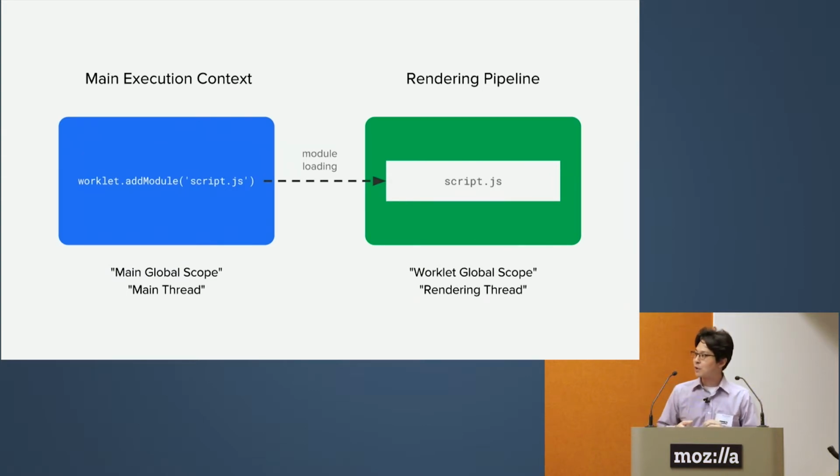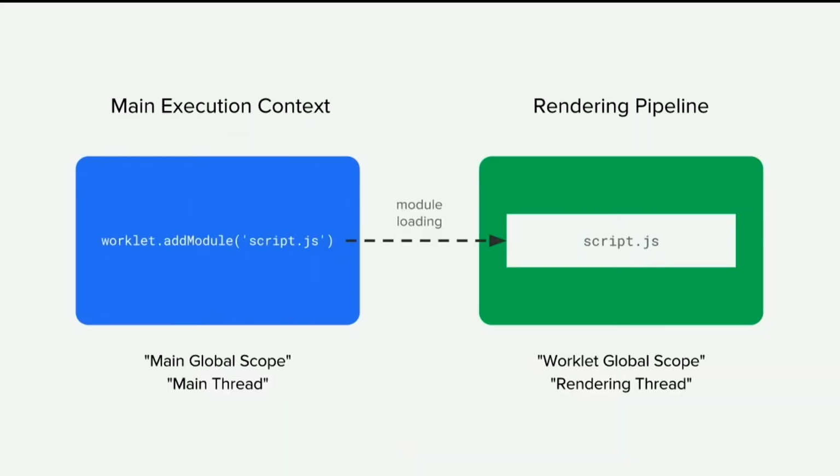This is what you have to do with this new worklet concept. You have a main execution context, which is just the browser's main thread. This is where you usually run your JavaScript code. But in this scope, you call worklet.addModule. Then you provide a URL to a separate JavaScript file. Then this JavaScript file will get loaded and evaluated in a separate scope, which is the green box on the right.